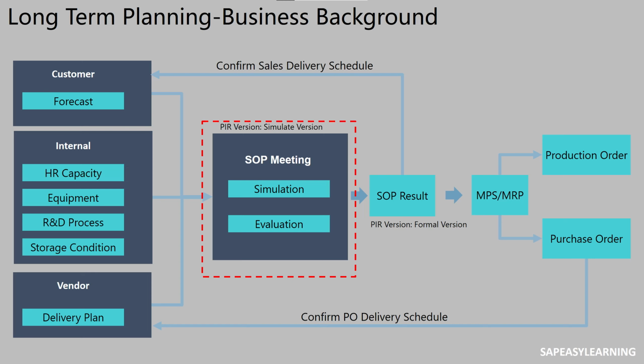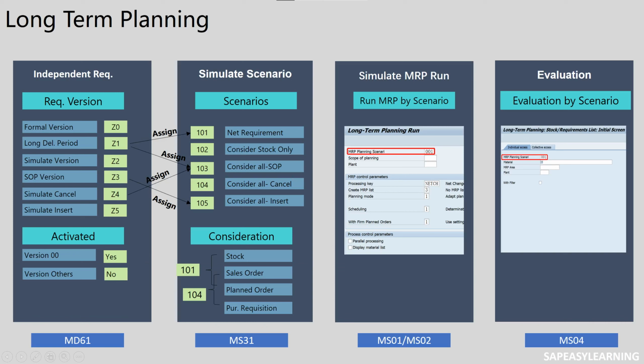SAP long-term planning provides many functionalities to help with this kind of scenario. So let's check out this slide. In long-term planning, we can make many requirement versions, for example, the initial version of forecast, urgent orders, or some cancellation of orders. Then we can put these different versions of requirement into different planning scenarios. In different planning scenarios, we can set up different considerations.